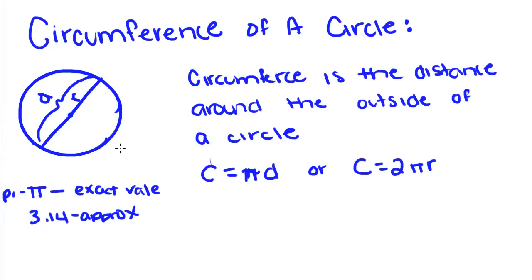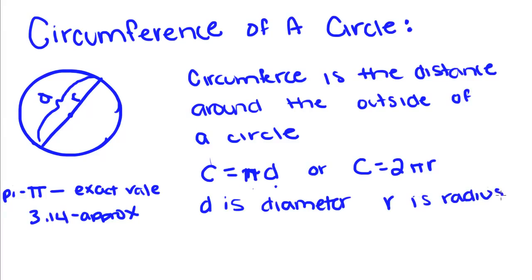So circumference is equal to pi times d, or 2 pi r. So d is the diameter. So d is this whole line right here. R is the radius, which is, d is equal to 2r, because the radius is just this piece right here, and diameter is this whole part.